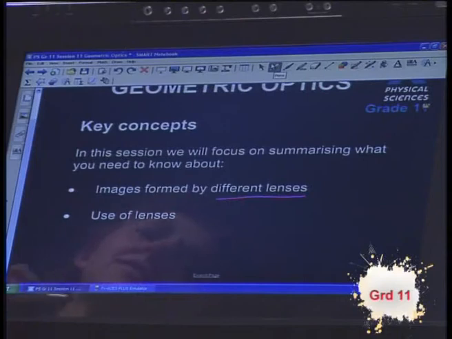Now, a lot of us know people that wear glasses or contact lenses, or you might be someone that wears them yourself. So when we work with this section, we're going to look at how those lenses impact our eyesight and how they benefit us in overcoming problems that you might have. When we look at geometric optics, we're going to focus on the following topics. We're going to look at images that are formed by different lenses, as well as the uses of the lenses.